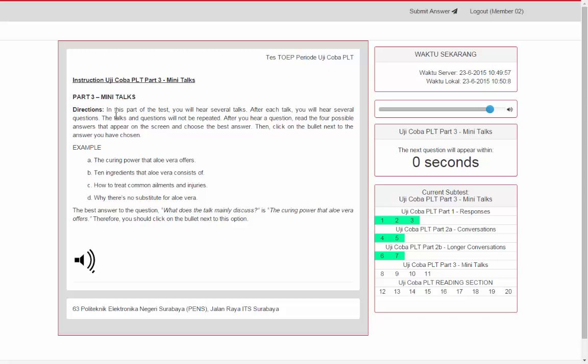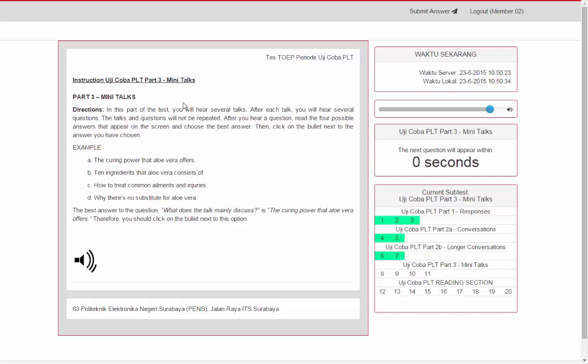Listen to a sample question. What does the talk mainly discuss? On the screen, you read, The curing power that aloe vera offers. 10 ingredients that aloe vera consists of. How to treat common ailments and injuries. Why there's no substitute for aloe vera.